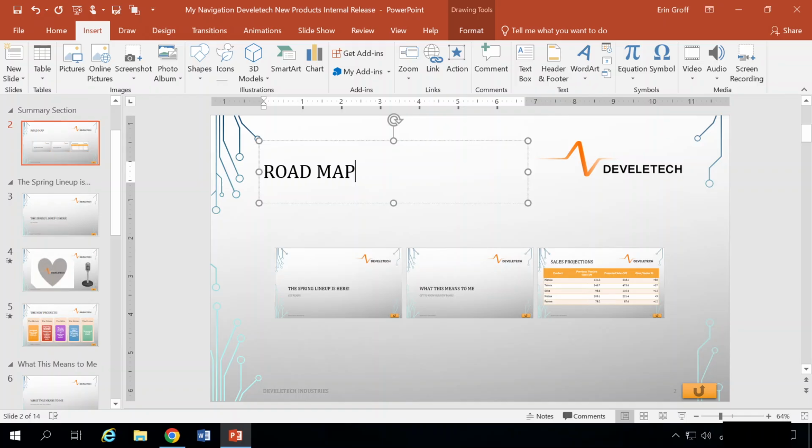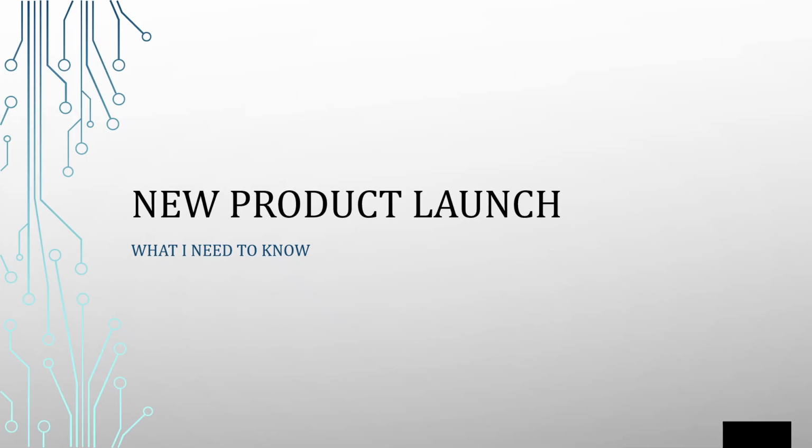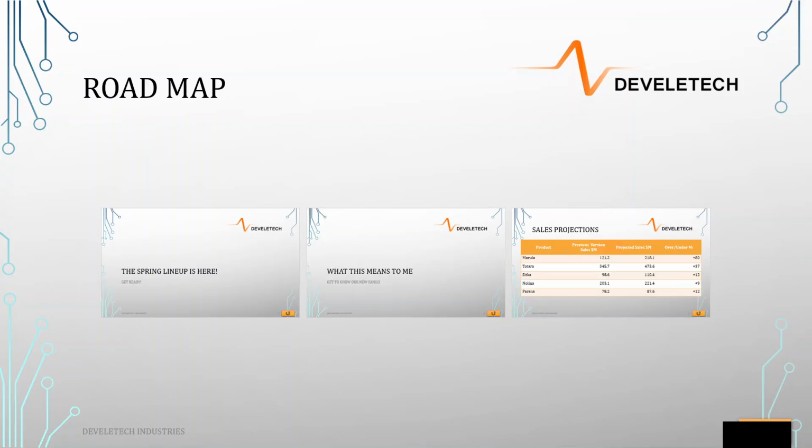And now number 6, we're going to verify the functionality of the links. We're going to play the slideshow from the beginning. You can hit F5 or use your ribbon tab to start your slideshow. Here we have new product launch. And I'm going to click through. Here I have my roadmap.